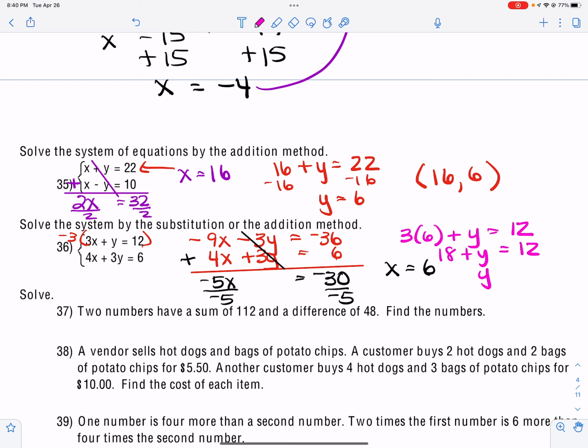I subtract 18 from both sides. I get y is -6. So my ordered pair is +6 and -6.